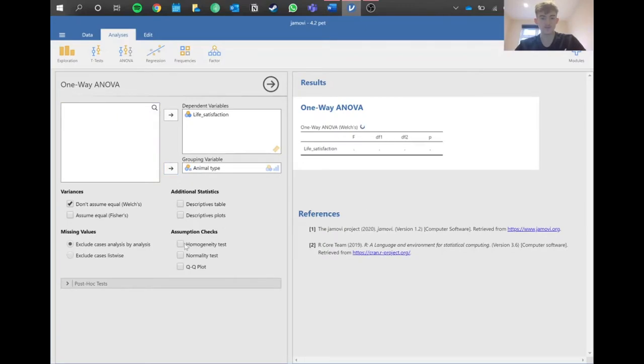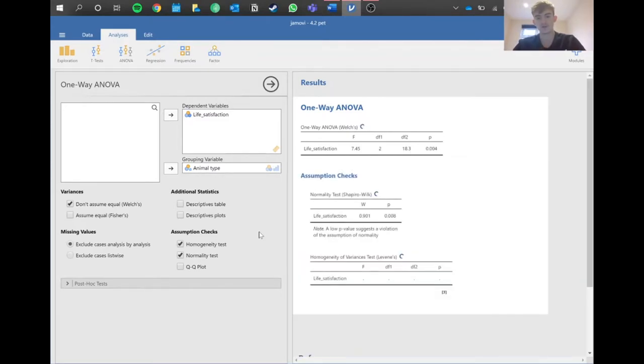First, we need to check the homogeneity and normality, and as you recall, we need to meet both of those assumptions to carry on with the test. As you can see, normality for the Shapiro-Wilk test is not okay because we're not above 0.05 in this case. We've met the assumption of homogeneity, but we need to meet both of these assumptions. It even gives you a note here: a low p-value suggests a violation of the assumption. Because of this, we can't carry on with our one-way ANOVA.